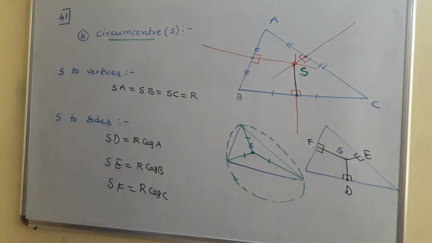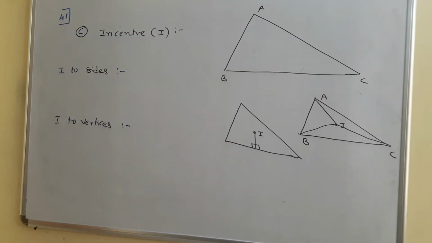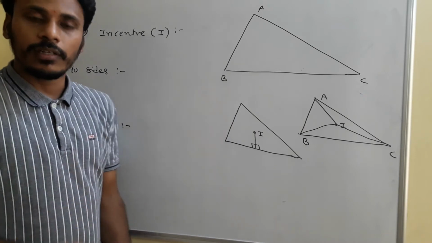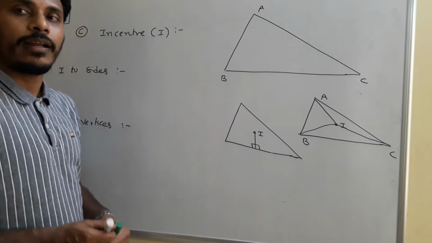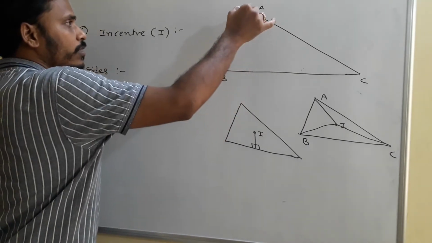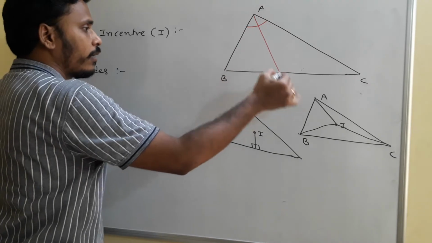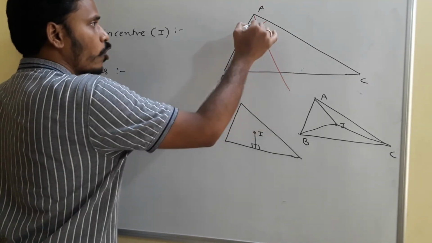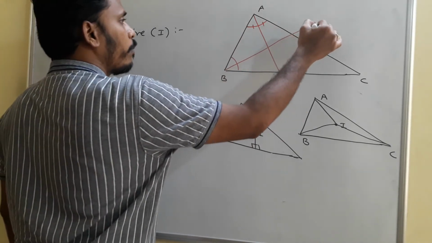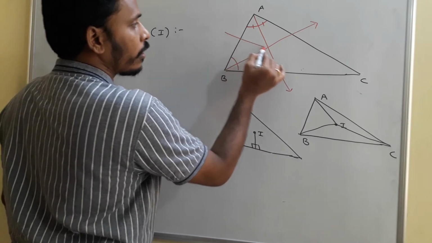And in the next point, we need to observe the distances from incenter to the vertices and incenter to the sides. So 41C: here we discuss the distances from incenter to the sides and to the vertices. Before that, what is incenter? Incenter is the point of concurrency of the angular bisectors, as we discussed several times. First, you draw a line which bisects the angle at A, known as the angular bisector of angle A. In the same way, there is an angular bisector for B and for C also.